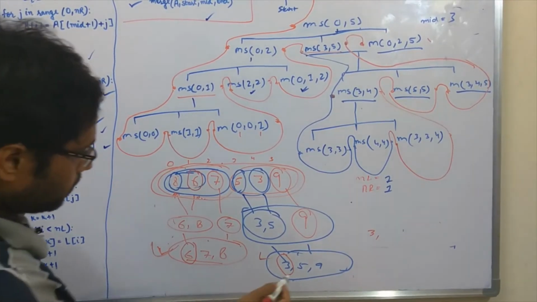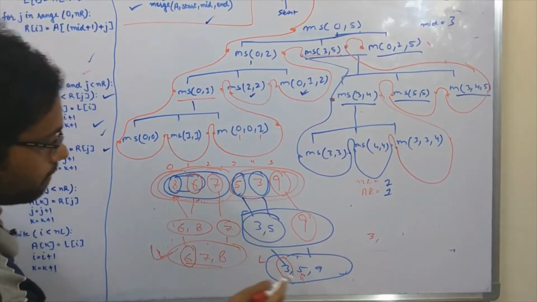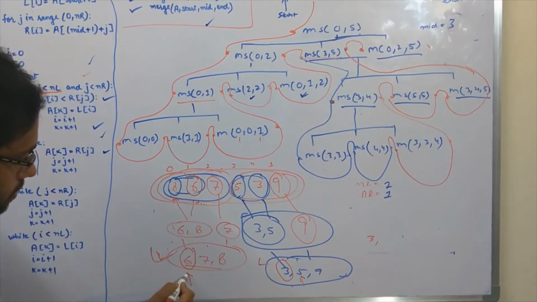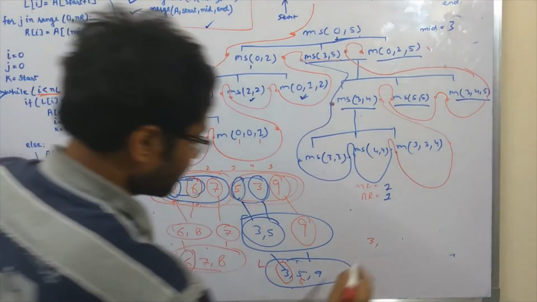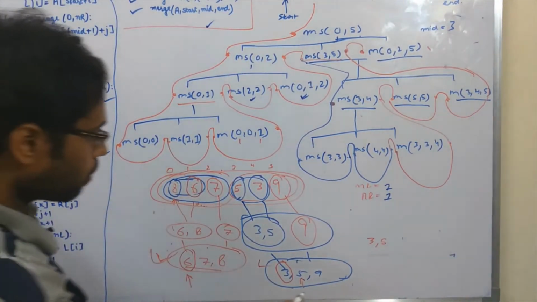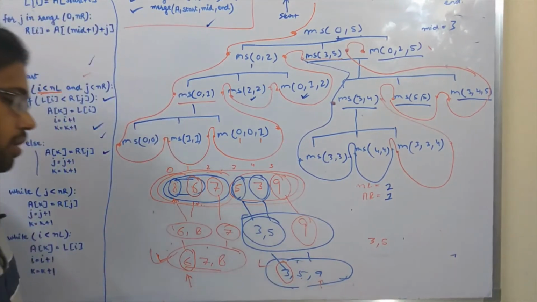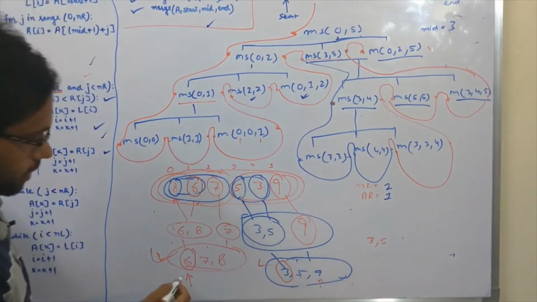Now this pointer will be incremented and this will remain the same. Now 5 and 6 are compared. Which one is less? 5. So 5 will be copied to the array. Now what is happening? I will increment the pointer of the right array and it will remain the same here.